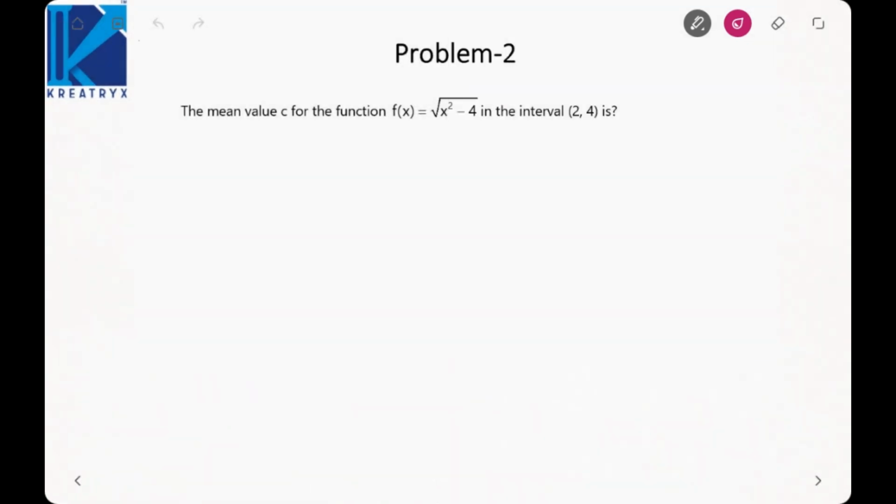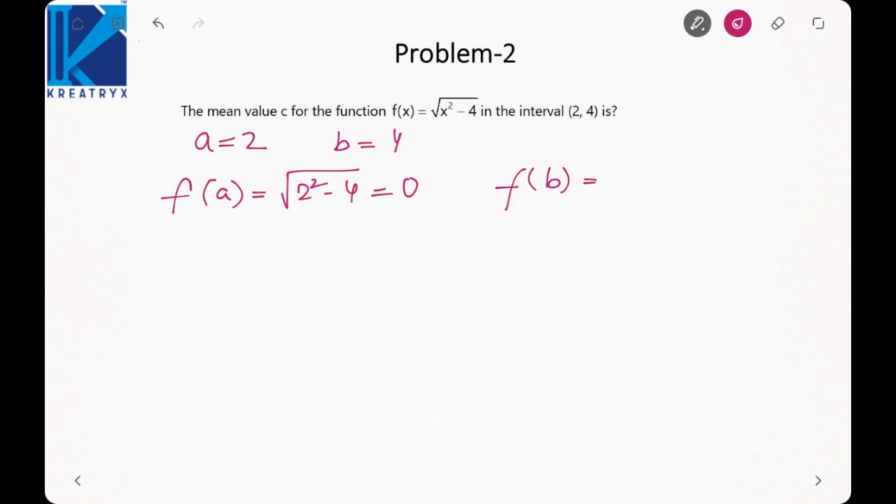Moving forward, in the next problem, it is asking me the mean value of the function f(x) is equal to under root x square minus 4. The lower limit is represented by a, the upper limit by b. Then what is the value of f(a)? Under root 2 square minus 4, which is 0. What about f(b)? Under root 4 square minus 4, which is root 12. Now since both are unequal, I will apply Lagrange's mean value theorem.